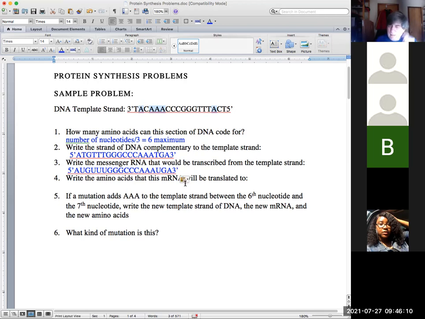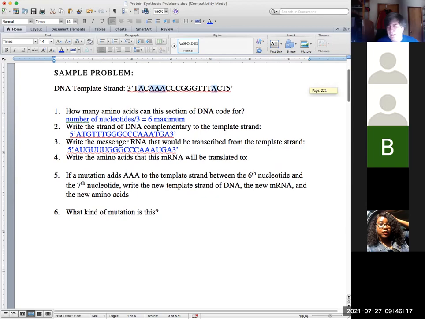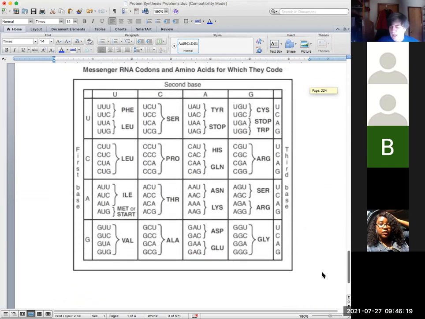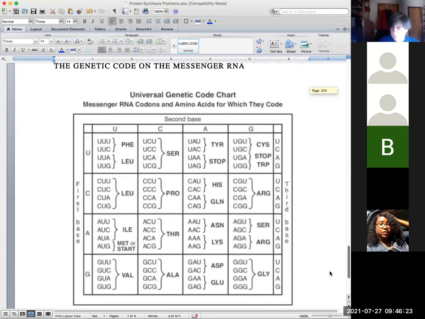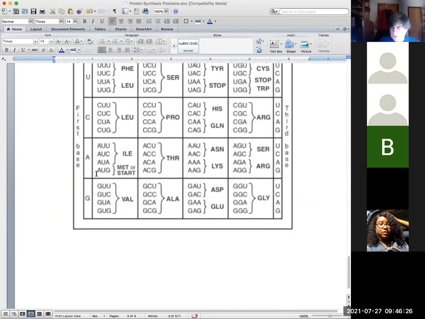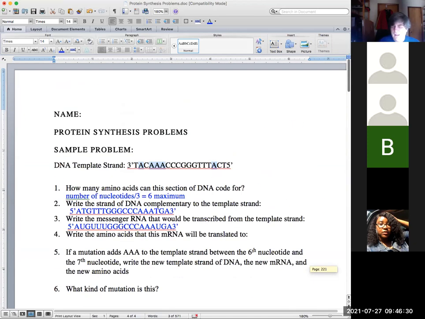Okay, now write the amino acids that the messenger RNA will be translated to. Whenever it says write the amino acids, we're going to have to use that chart. So there's a chart down here at the end. So the first one was AUG, okay? That's Met, our start.